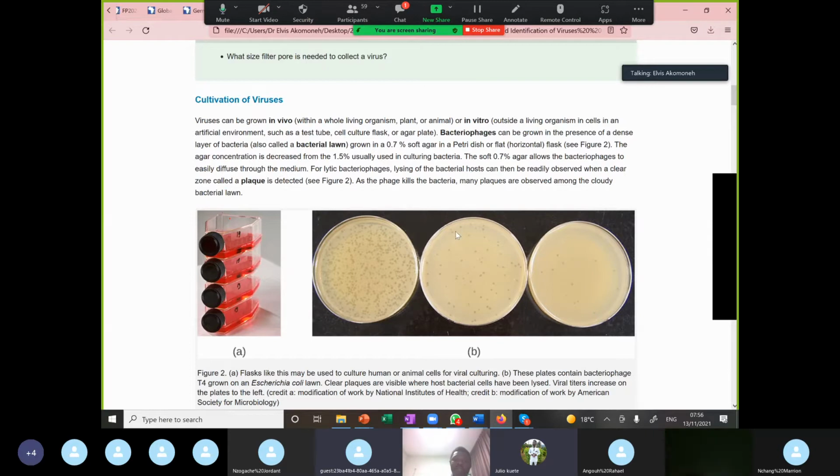So first, we are able to identify that this virus has grown. This virus exists and it has grown by infecting this bacteria. And then we can also quantify the number of viral particles that were in our solution.